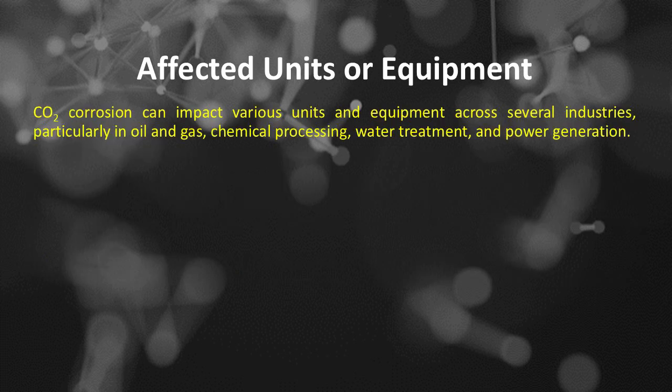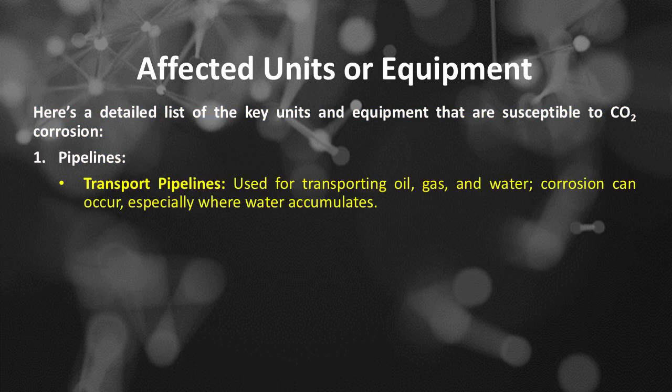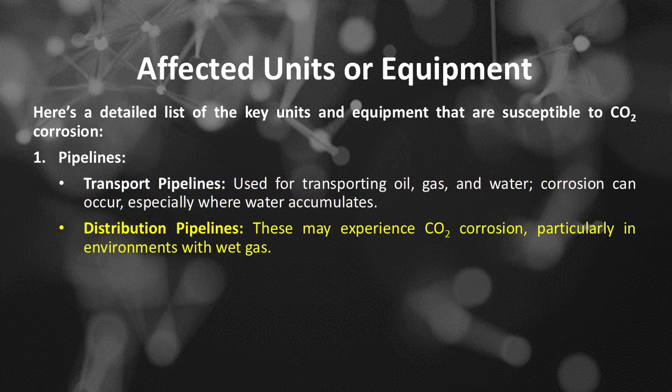CO2 corrosion can impact various units and equipment across several industries, particularly in oil and gas, chemical processing, water treatment, and power generation. Here's a detailed list of the key units and equipment that are susceptible to CO2 corrosion. Number 1 is pipelines. Transport pipelines, used for transporting oil, gas, and water. Corrosion can occur, especially where water accumulates. Distribution pipelines, these may experience CO2 corrosion, particularly in environments with wet gas.